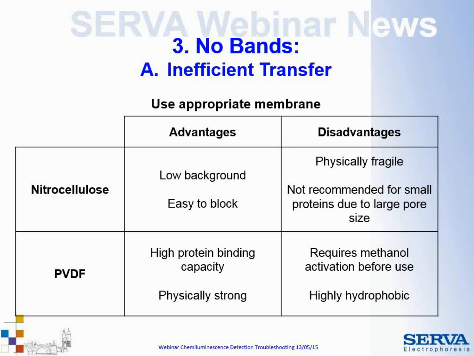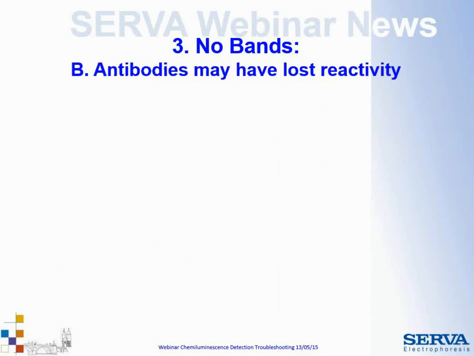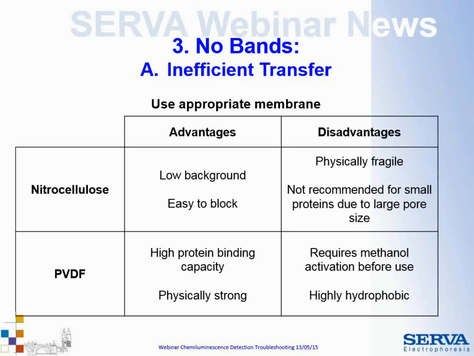Whereas the PVDF membrane has a high protein binding capacity and it is physically strong, but it requires methanol for activation before use, and it's highly hydrophobic, which can be an issue during the blot processing, because you have to make sure that the PVDF membrane is always completely covered with a fluid or buffer.